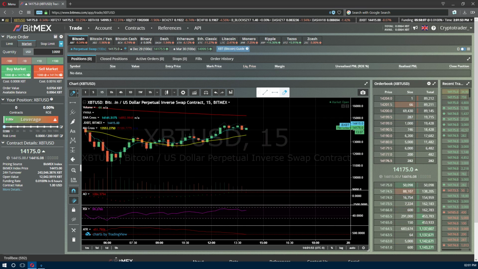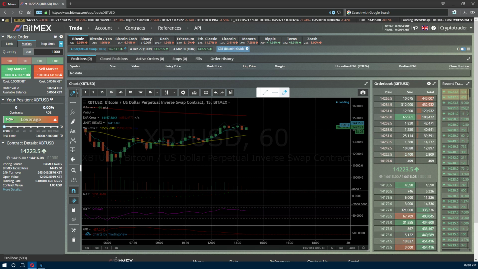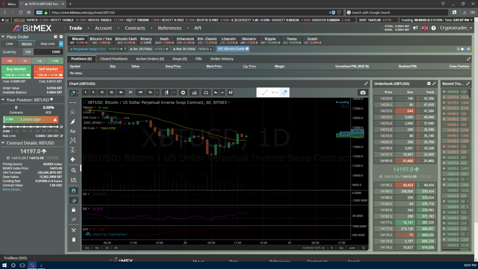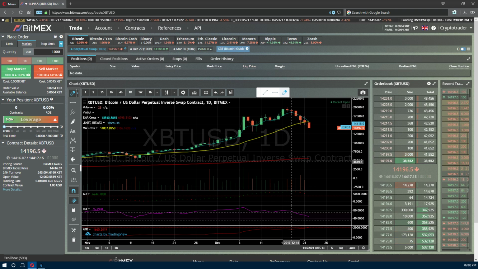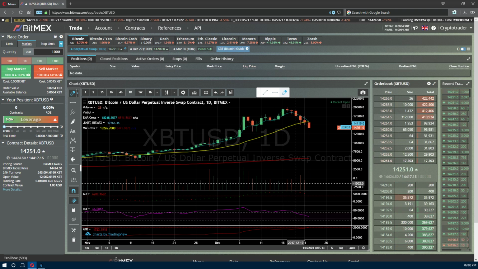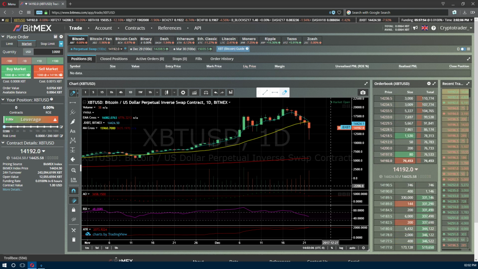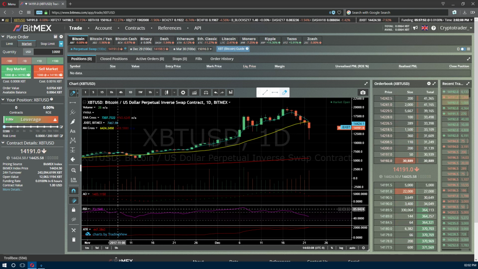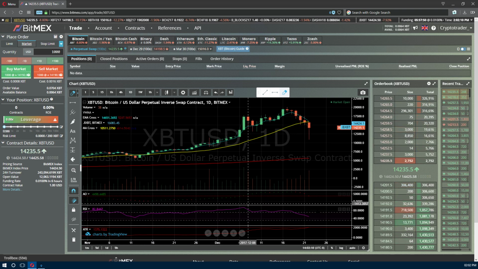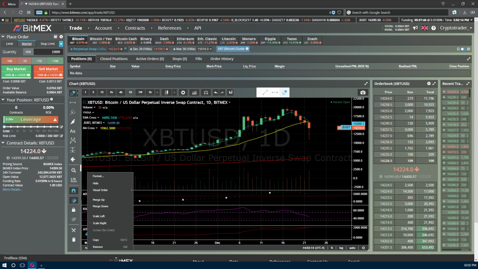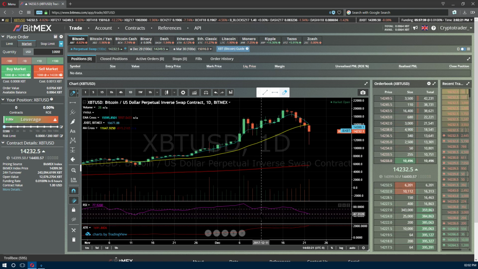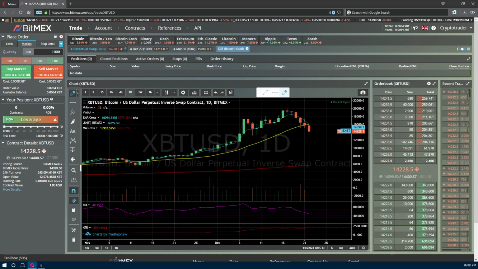Let's take a look at the 15. What are we looking at? Let's look at the hourly. What it looks like on a day. What a day, what a day. That is a day to behold right there. This AO indicator is not looking like I want it to, so we get rid of it, remove. And then this RSI is cool.